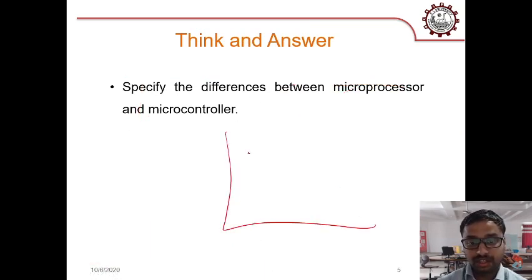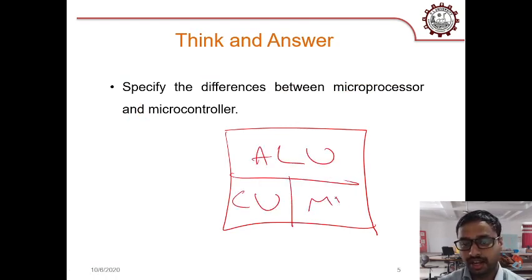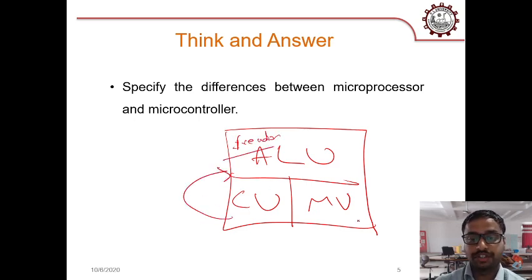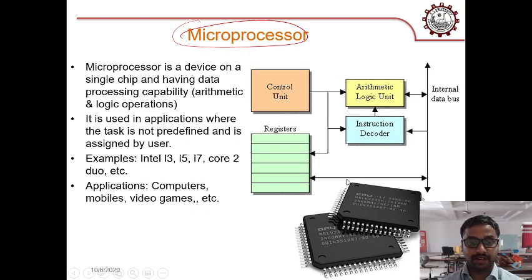A processor is made of your arithmetic logic unit, a control unit, and a memory unit. Why do we need all these things? Arithmetic logic, which will do the execution for us, a control unit to control the flow of execution, and the memory unit to store your inputs and outputs. This is how the categorization is defined.